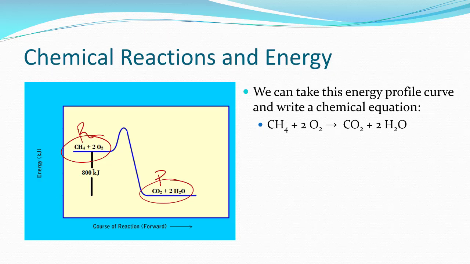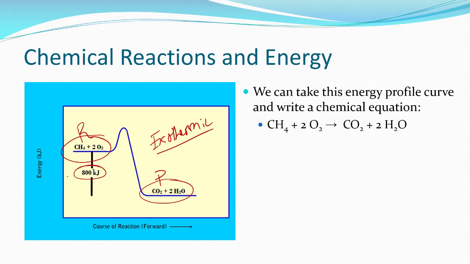What I want you to write is a thermochemical equation. Thermo meaning we're putting in the energy. I just told you that this reaction is exothermic. And because it is exothermic, that means it's losing energy. How do I know it's exothermic? Again, the reactants started with more energy than the products. The reactants had more energy than the products. How much more energy? 800 kilojoules.